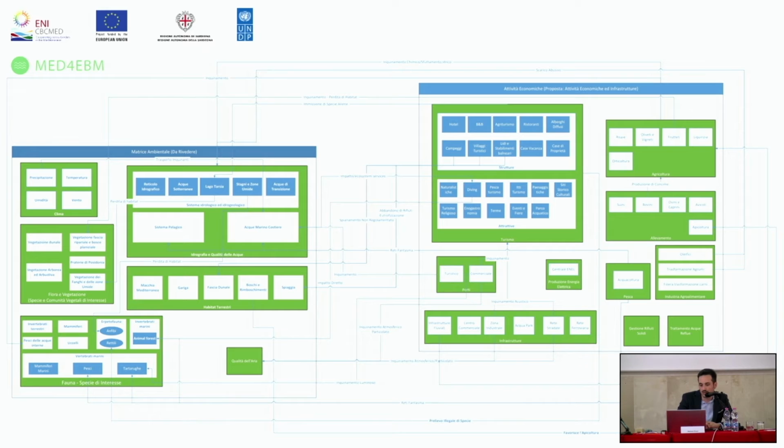You can recognize on the left the big environmental matrix, while on the right there is the socioeconomic matrix. These are the components. The boxes are the components to which, in the technical part of the project, we have attached all the data collected.